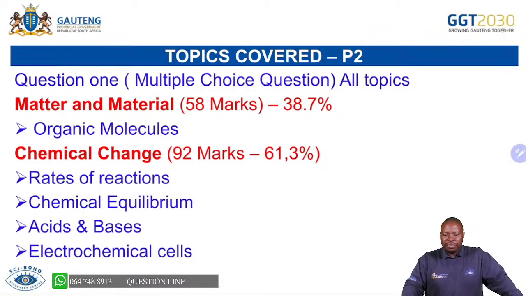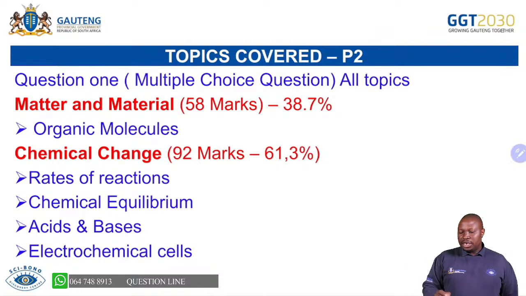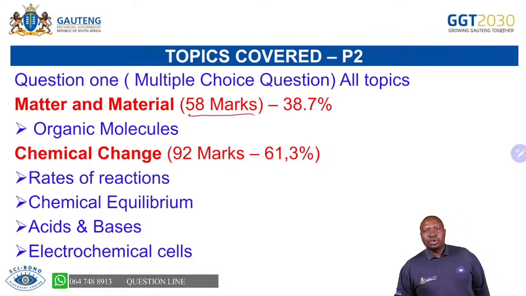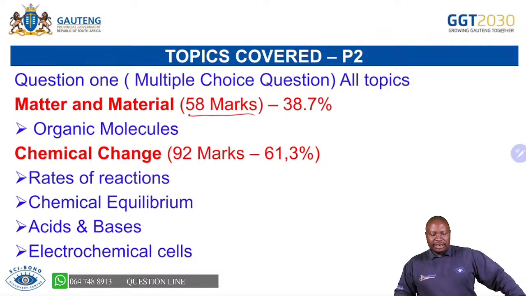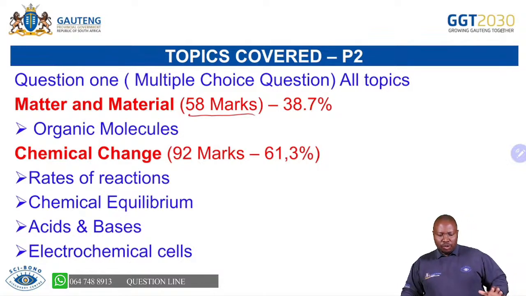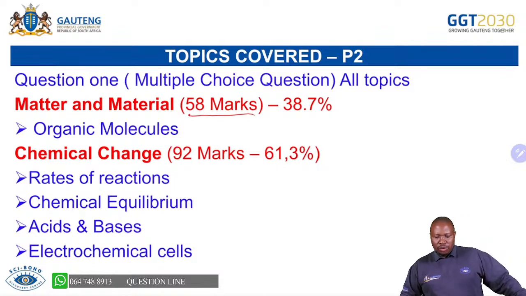Now, in terms of the mark allocations, in matter and materials, organic molecules, we're talking about 58 marks. So you can see that if you do well in organic molecules, you are already set for good results, because you are able to get a minimum pass by doing organic molecules under questions 2, 3 and 4. You are able to get that 58 marks for organic molecules, and then about 6 marks you'll get under your multiple choice questions.